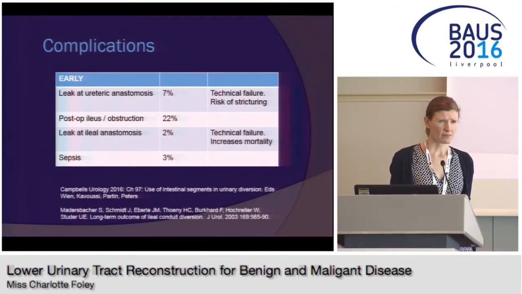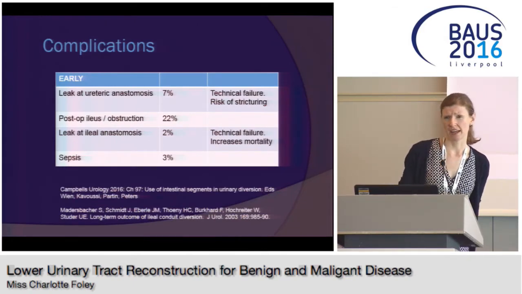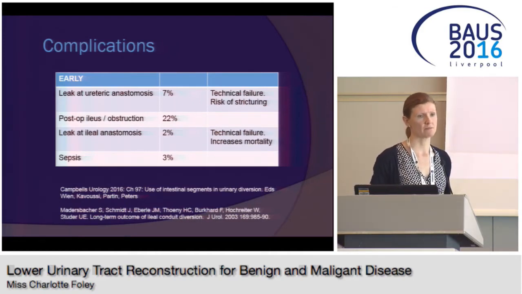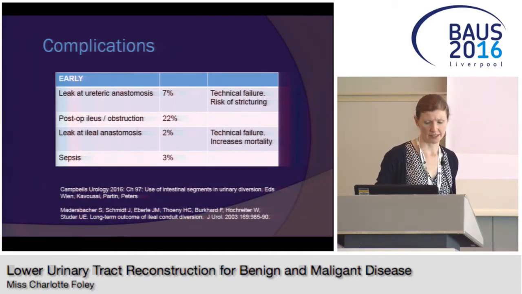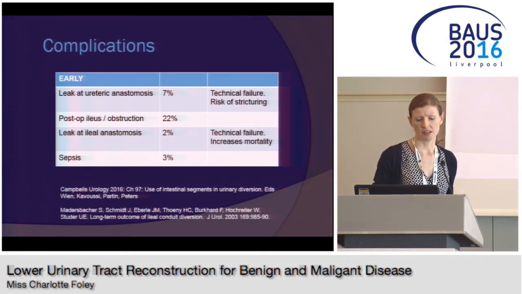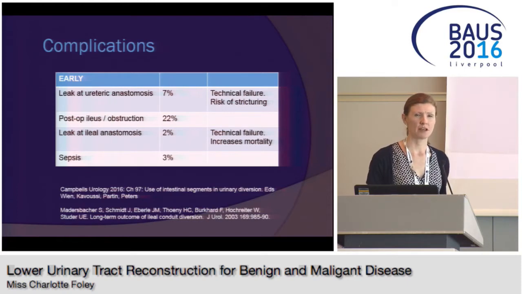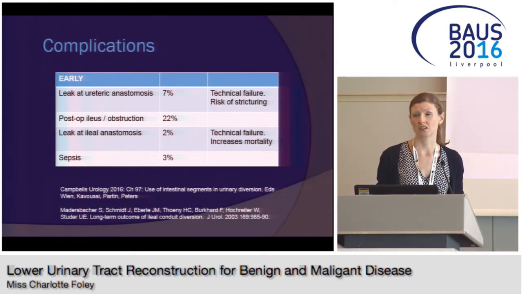So obviously every operation has complications. You've sold this to your patient as a simple technique, with a much lower operating time, to get them out of hospital quickly. And these are the early complications you might mention to them. But of course, many of these patients have had a cystectomy at the same time, and they will have complications due to that as well.